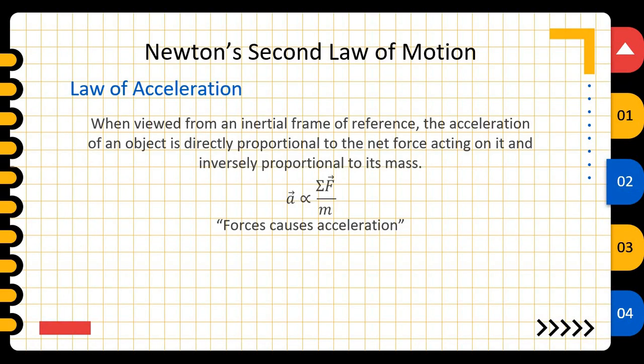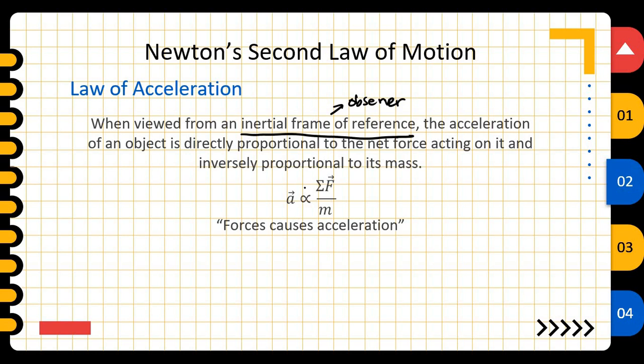Alright, so what is Newton's second law of motion? Newton's second law of motion is stated right here, and according to our statement, that's when viewed from an inertial frame of reference. So this is the frame of reference of the observer. According to the observer, the acceleration of an object is directly proportional to the net force acting on it and inversely proportional to its mass. So the summary is this. Mathematically, acceleration is directly proportional to the net force and inversely proportional to the mass.